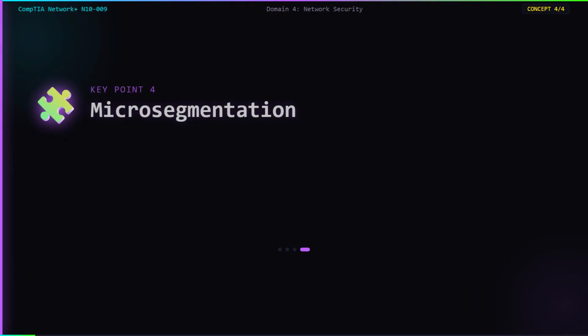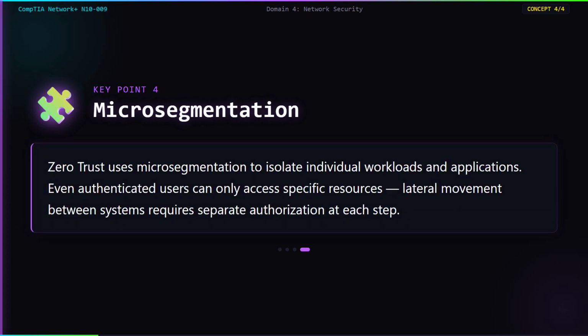Key concept: microsegmentation. Zero trust uses microsegmentation to isolate individual workloads and applications. Even authenticated users can only access specific resources. Lateral movement between systems requires separate authorization at each step.